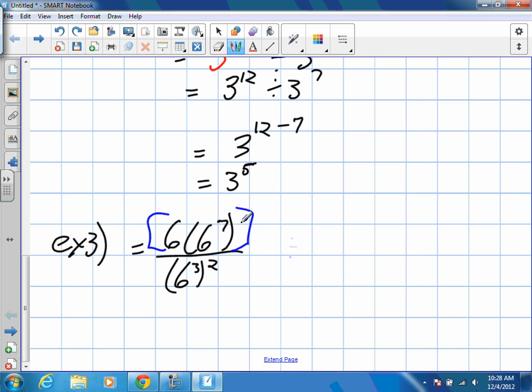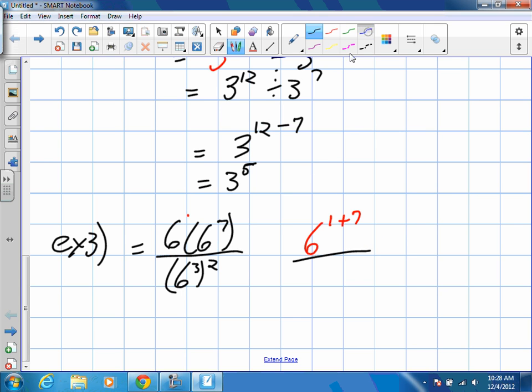This 6 is technically to what exponent? 1. Okay? And the bases are the same, so how do I simplify that? That's right. We write it as 6 to the power of what? 7 plus 1. Because technically there is a 1 there, we have 6 to the power of 1 plus 7. Still divided by, we're going to do that last. The bottom part, this is a power of a power. How do I simplify that? We multiply the two powers. So I have 6 to the power of 3 times 2.